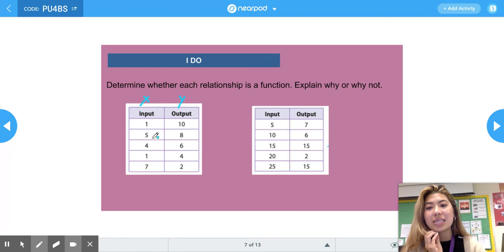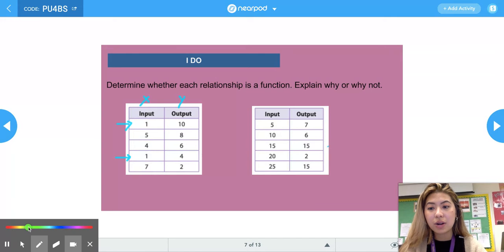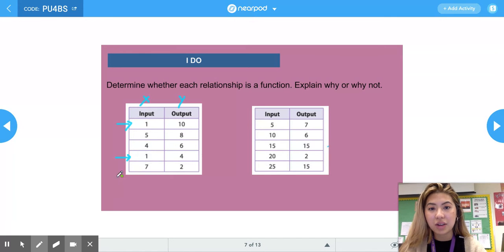As you can see, this table is not listed with the input values from least to greatest. And we can also identify that there's 2 of the same inputs, and there's different outputs. So that's our indicator, or that's what tells us that this is not a function, because there can only be one output for every input. There can only be one y value for every x value.